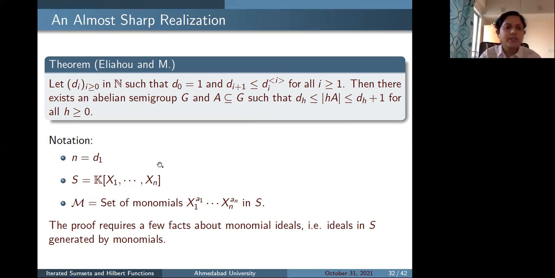Well, for the notational purpose, I'm taking n to be equal to d1, S to be equal to k[x1, x2, ..., xn], and M is the set of monomials of the form x1^a1 ... xn^an. So the proof requires 3 facts about the monomial ideals, that is, the ideals generated by monomials.